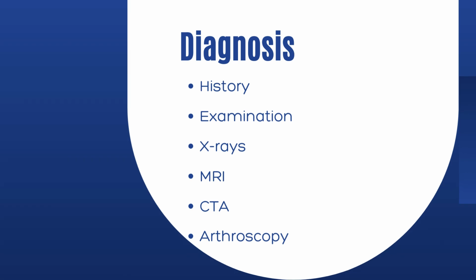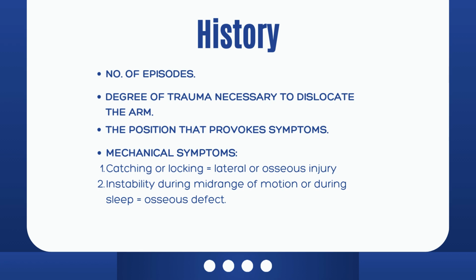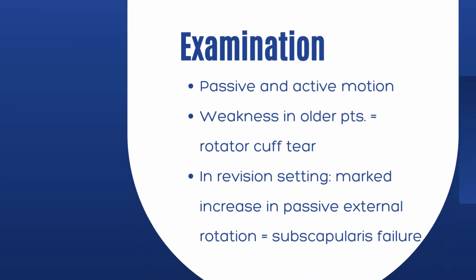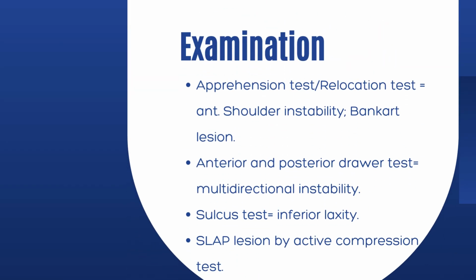Diagnosis of instability of the shoulder depends on history, examination of the joint, X-ray, MRI, CTA, and arthroscopy. In history, elicit the number of episodes of dislocation, the degree of force needed to cause the dislocation, and the position which provokes the symptoms. Mechanical symptoms occur due to bony lesions, such as catching or locking of the joint. Examination of the joint is compared to the other side. Examine the passive and active movements of the joint. Also, we examine for apprehension test and relocation test which denote Bankart lesion or anterior instability of the joint.